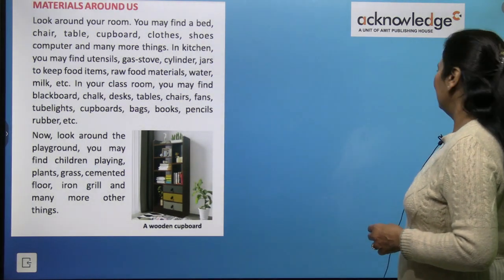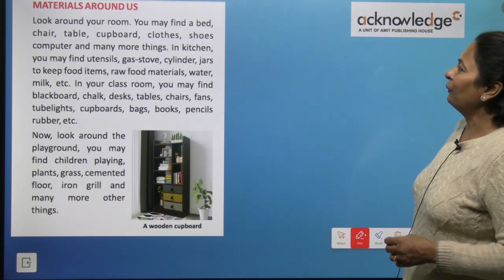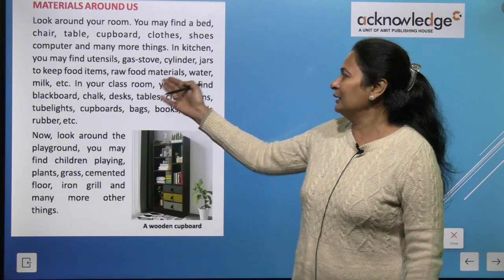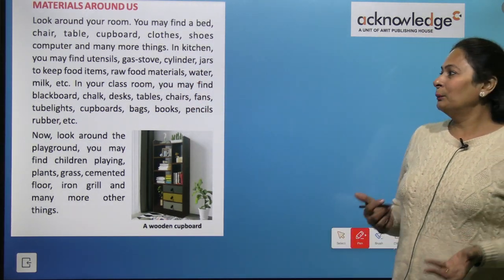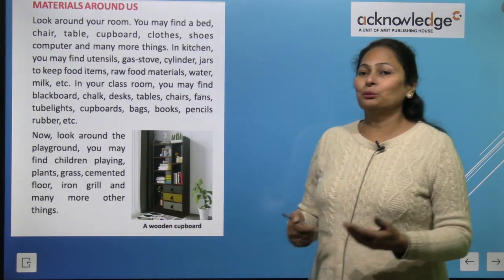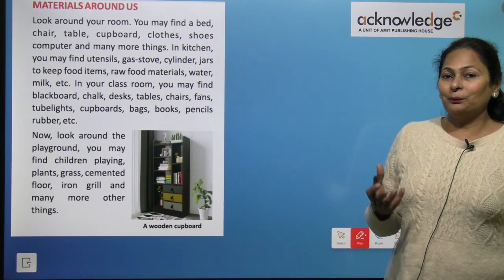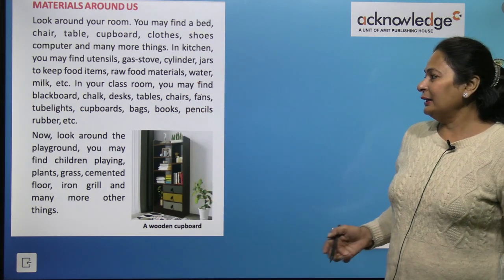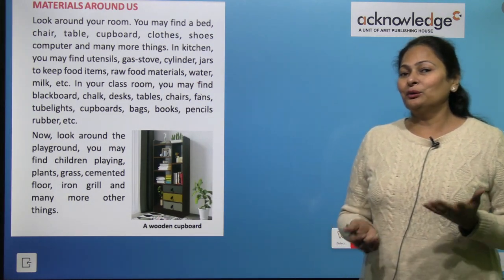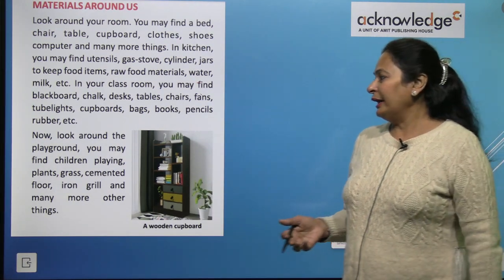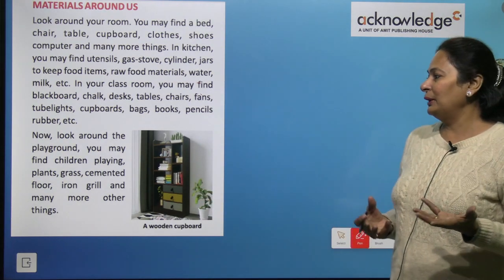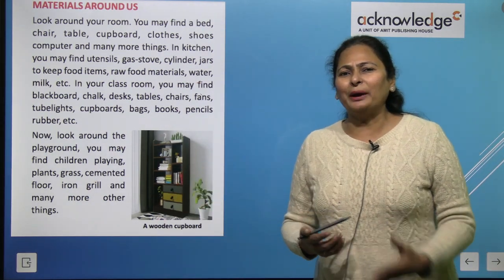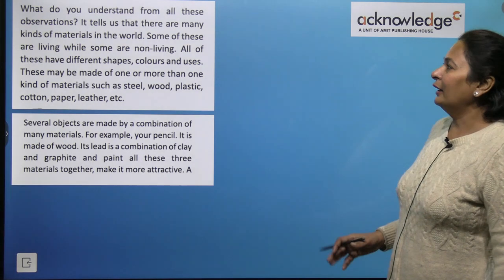Materials around us, right? Look around your room, you may find a bed, chair, table, cupboards, clothes, so many things. Food materials like water, milk, vegetables. In the classroom, you will find chalks, boards, dusters, so many things, tables, AC, right? So now look around the playground. You play in the playground, right? So what will you find there? You'll find grass, plants, cemented roads, grills, so many things around yourself.